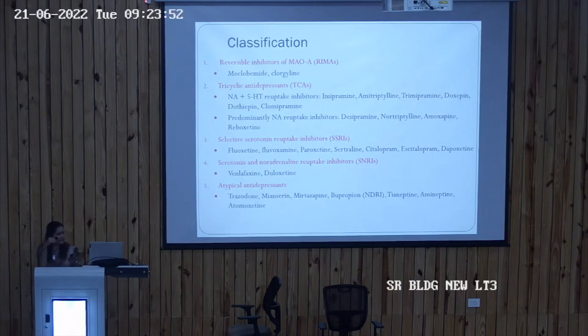Then you have these atypical antidepressants. They are usually given in case of resistant type of depression. They work in a different mechanism compared to the typical antidepressants, which work by inhibiting the reuptake mechanism. ठीक है, तो they are trazodone, mianserin, mirtazapine, bupropion, tianeptine, amineptine, atomoxetine.